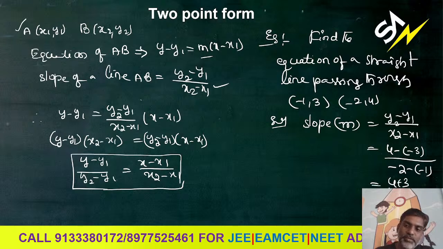So 4 plus 3 divided by minus 2 plus 1, which is equal to 7 divided by minus 1, that is minus 7. So the slope we got. After that we have to substitute the values into this formula.